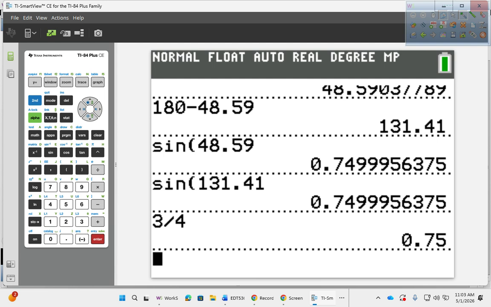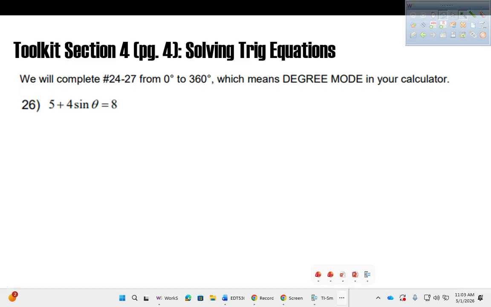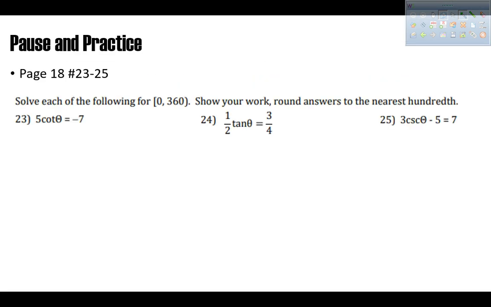What do you guys think? There's one more in your toolkit, but I'm gonna have you just try 1 or 2 on your own. Actually 1. I'm gonna have you try 24. And then I'll do 23 with you because it's a trig one. So try 24 right now.